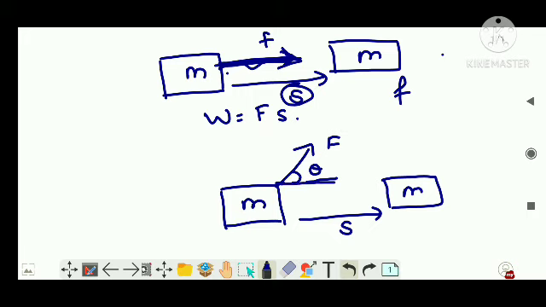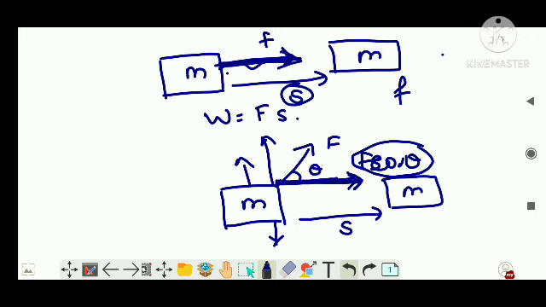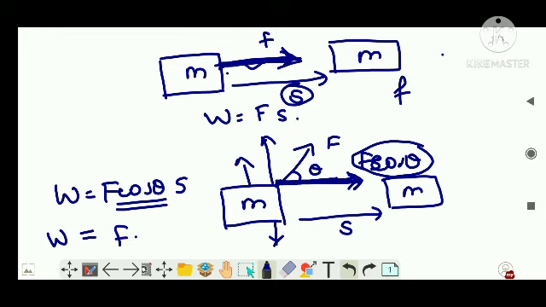That means, what is the force component in the direction of displacement? It is this one, in the same direction or same plane. This is F cos theta. This will be F sin theta, which will be equivalent to mg, and then there will be the normal force. There is no motion in the vertical direction. Horizontal motion is there, and that is caused by F cos theta. So work is equal to F cos theta into S. So that is a cos theta product. That's why we write work is equal to F dot S.